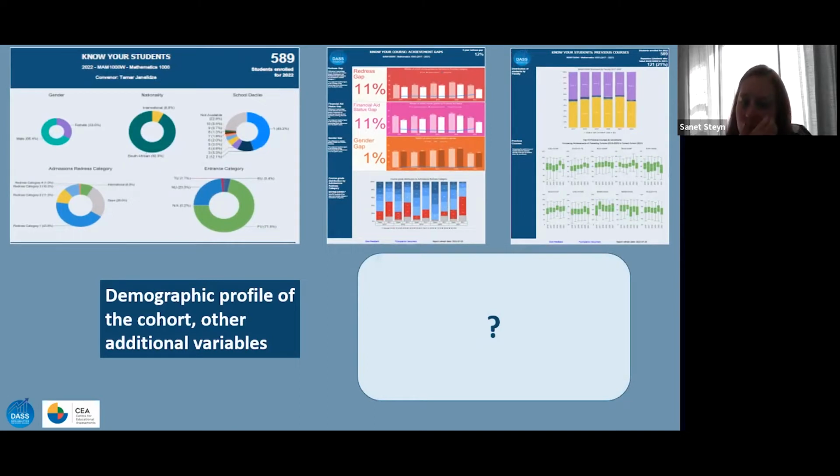So you have, for example, a breakdown of the school deciles. You have the entrance categories and the redress categories of the cohort that is registered for your course at this moment. So the first part shows you the current cohort, that information, and then the second part, where we have the achievement gaps, shows you a historical picture over the last 5 years.